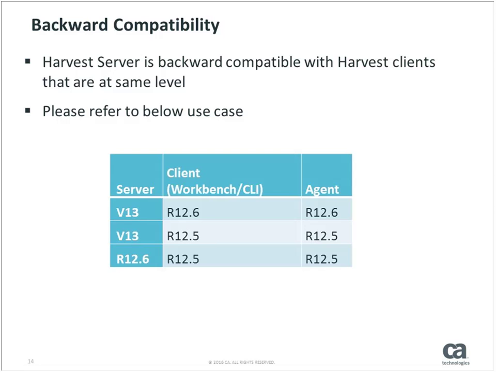And on backward compatibility, the Harvest server is backward compatible with Harvest clients that are at the same level. For example, if you are using an R12.6 Workbench, you can connect to a V13 server, but from the same Workbench, you cannot connect to an R12.5 agent. Make sure both your Workbench or administrator and agent are running at the same level to connect to the highest release.